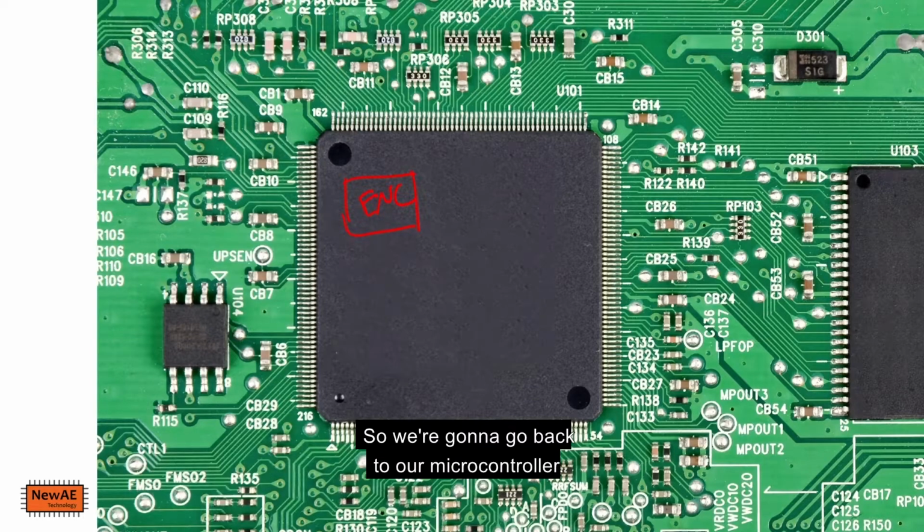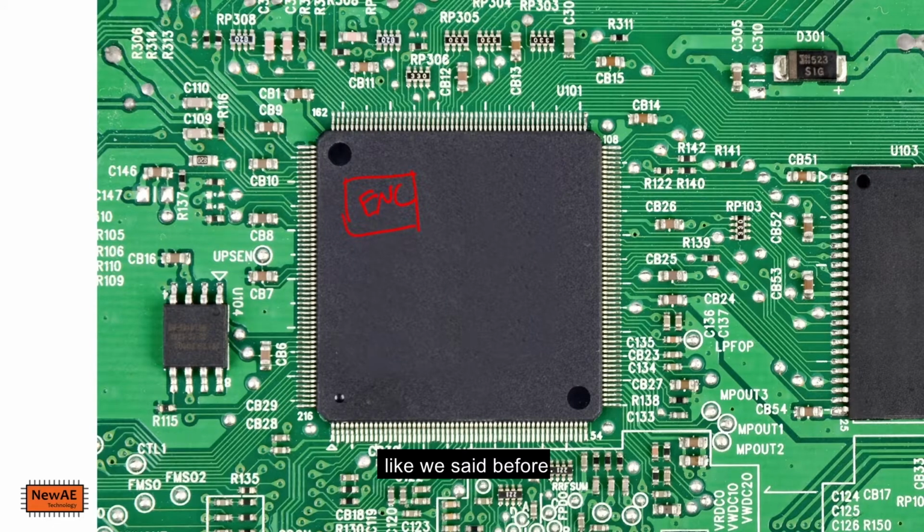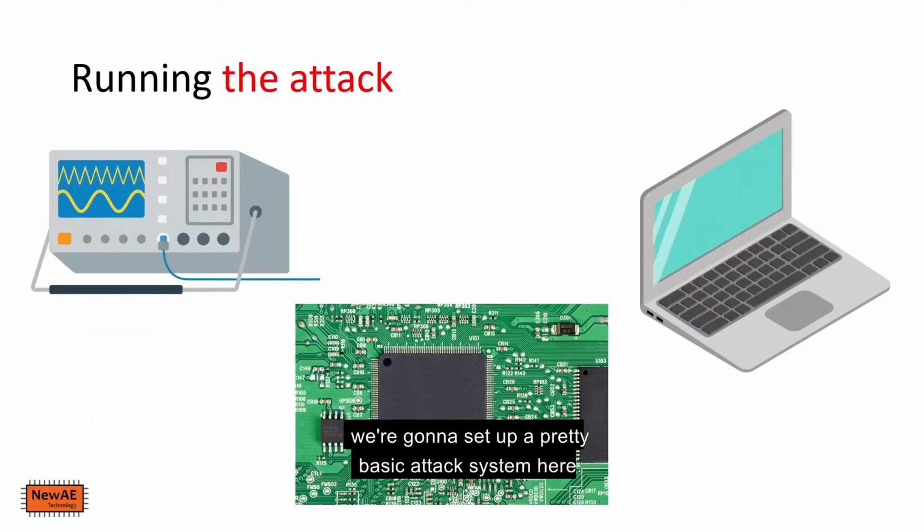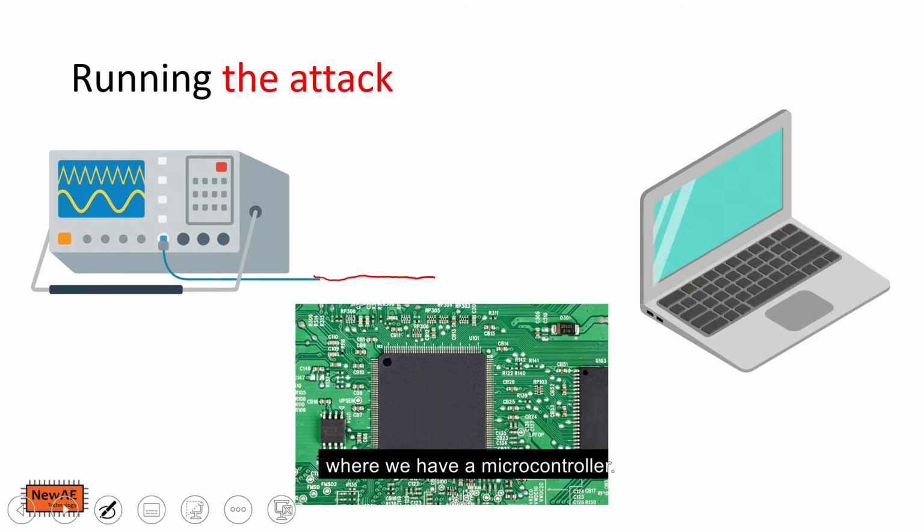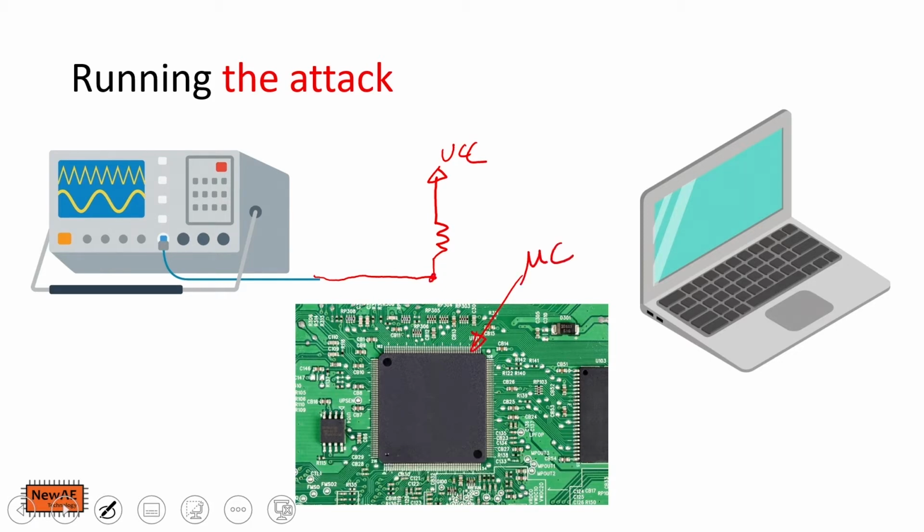So we're going to go back to our microcontroller. Our microcontroller is running crypto inside it, like we said before. And what we're going to do is set up a pretty basic attack system here. We have a microcontroller, and this is the power to the microcontroller.